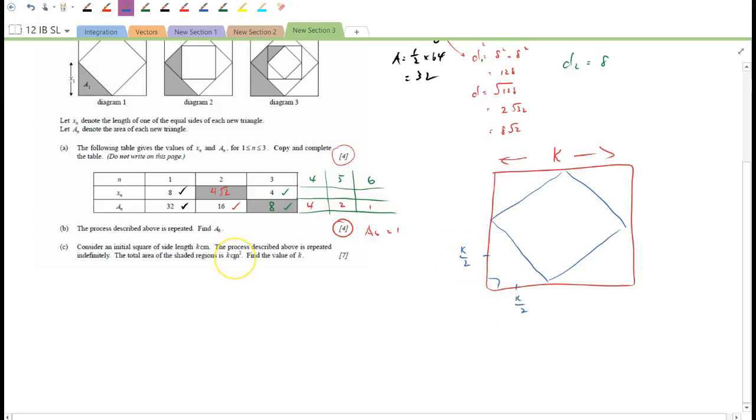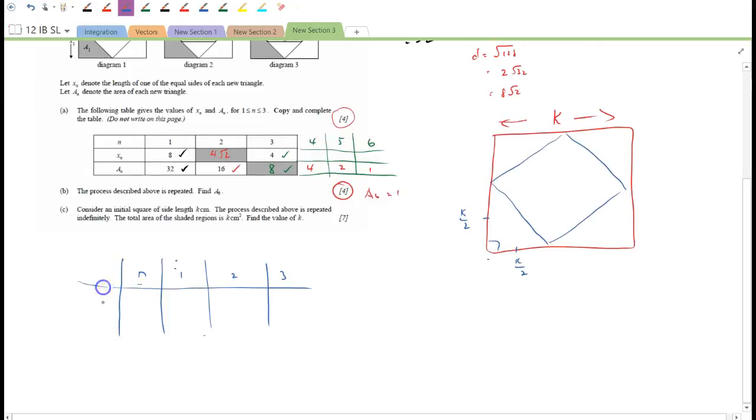So if I go to my first square, under here, my x n is not 8, but it's K over 2. So I'll have n equals 1, 2, 3. I'll start setting a little table up like so. And what I'm interested in here are my x n and A n. Oh, sorry, they should have gone under there, shouldn't they? Okay, so x n and A n in here.